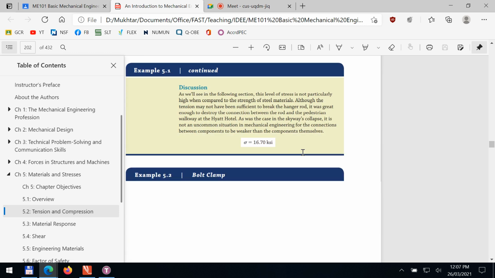ये था ना? It was this one, yeah. This one. Example 5.2. 5.2 क्या है? Example 5.2, this one. So if you remember, we calculated the stress there, and that was 50.93 megapascal. ठीक है? So we know that 50.93 megapascal.